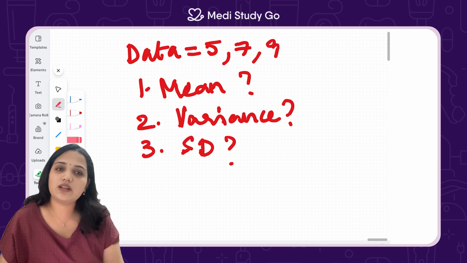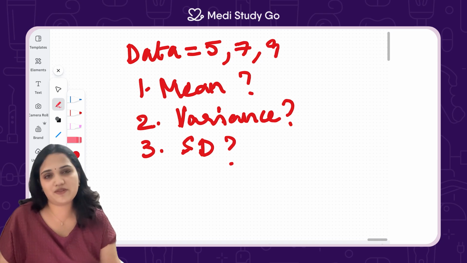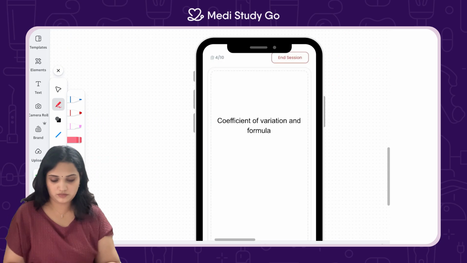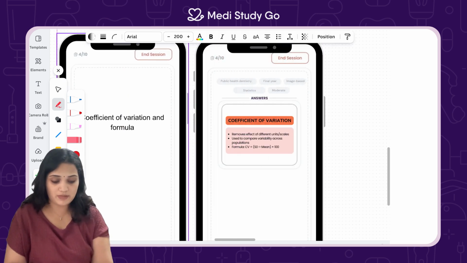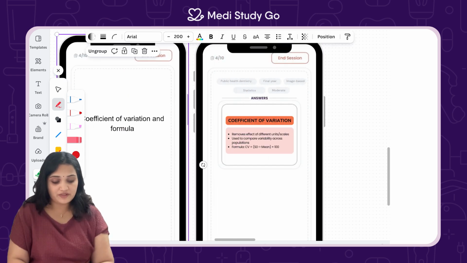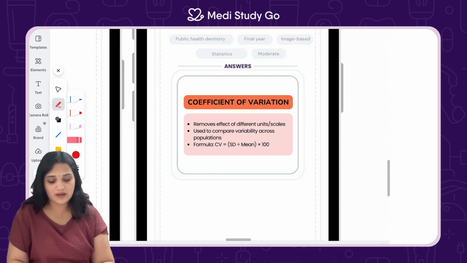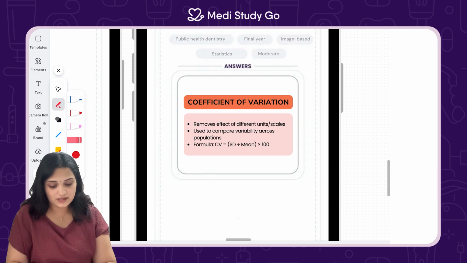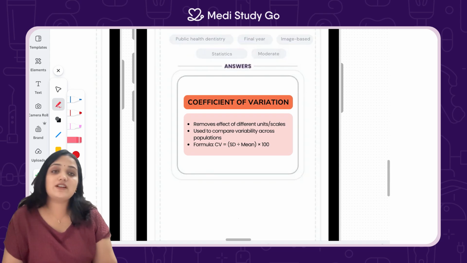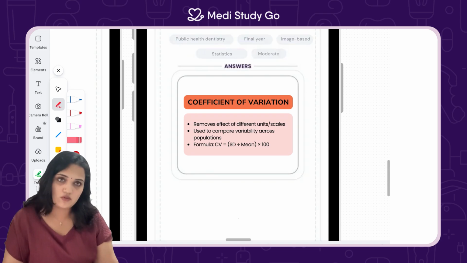Now let's also take a look at an MCQ and a flashcard that can come from this topic. What is coefficient of variation and its formula? Basically, it removes the effect of different units or scales. It's used to compare variability across populations, like I said. And the formula is standard deviation divided by mean into 100, or percentage.